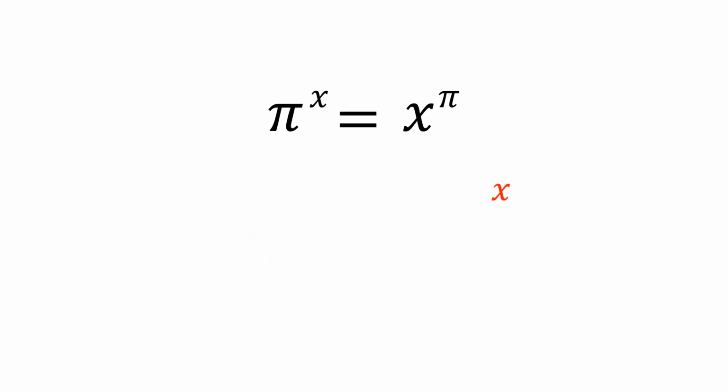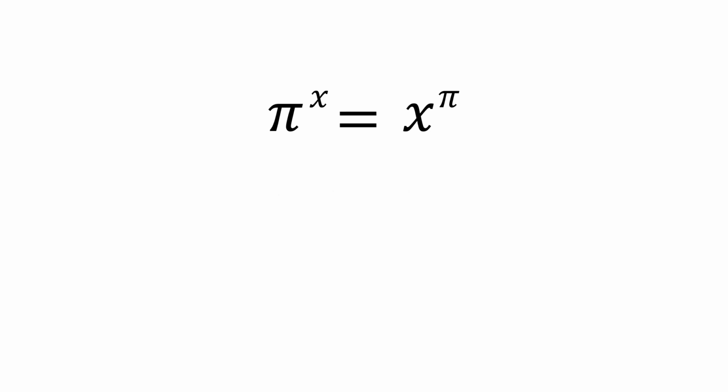What if x is 1? Pi to the 1 is pi, but 1 to the pi is still just 1. Way too small. Goldilocks strikes again. So maybe there's a sneaky value hiding between 1 and pi, some number that balances both sides perfectly. And here's the twist. There's not just one.